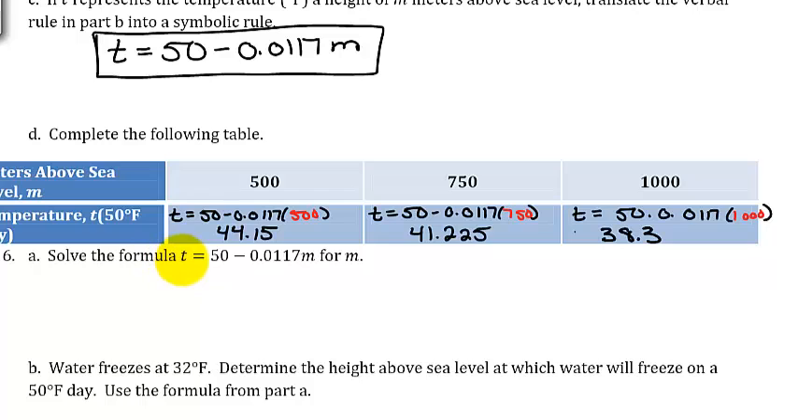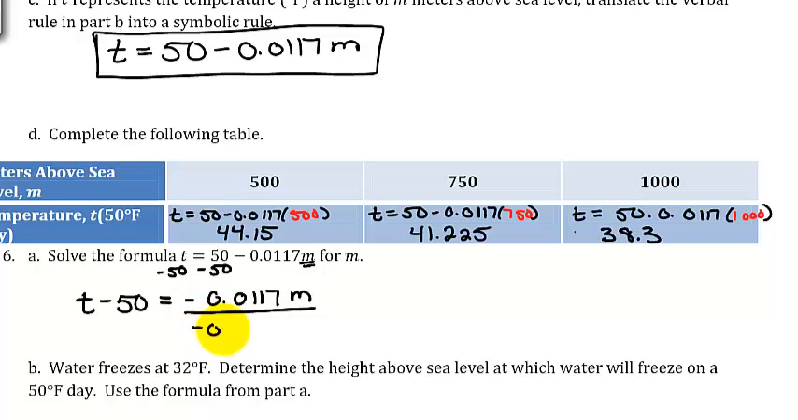Solve the formula T equals 50 minus 0.0117 m for m. So we want to get this m by itself. The first thing that I need to do is move this 50 over to the other side. So we're going to subtract 50 from both sides. That gives us T minus 50 equals negative 0.0117 m. And then we're going to divide both sides by negative 0.0117.